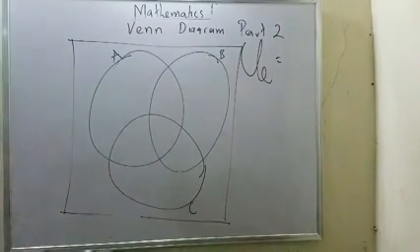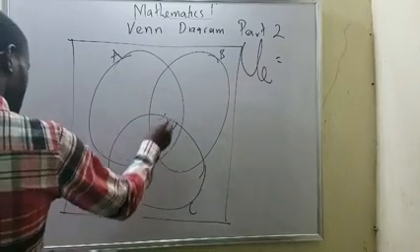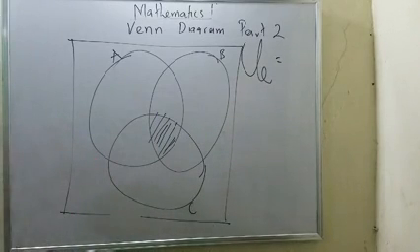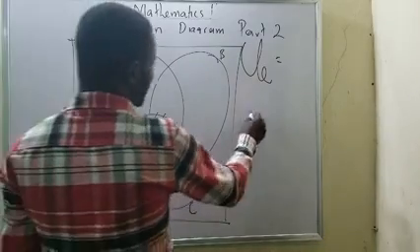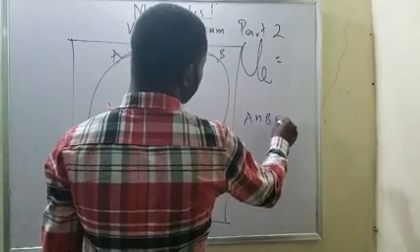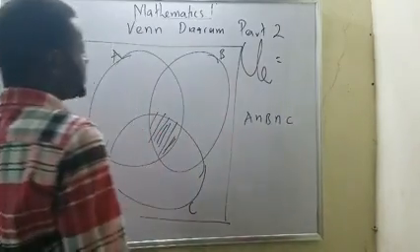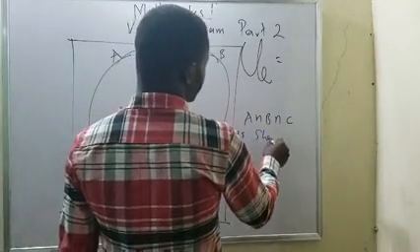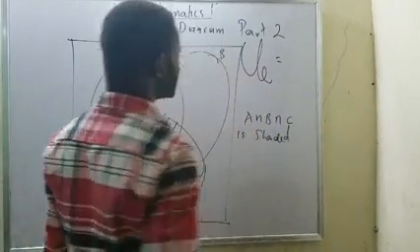Now, let me try to make some illustration. For instance, if I have something like this and I shade this part, I'll be calling the shaded part A intersection B intersection C. Now that is my station. It means it's shaded.